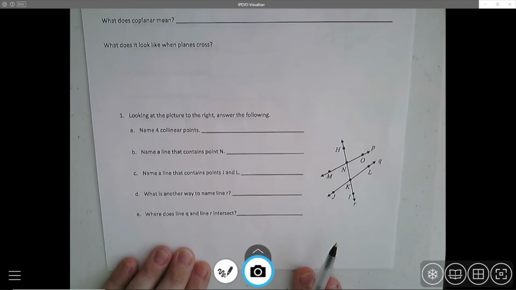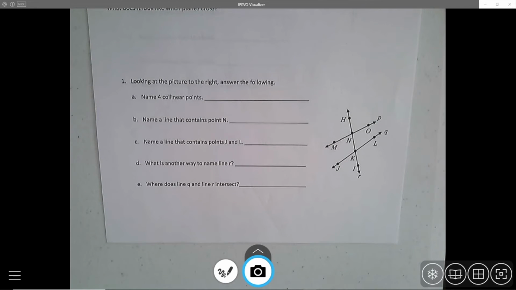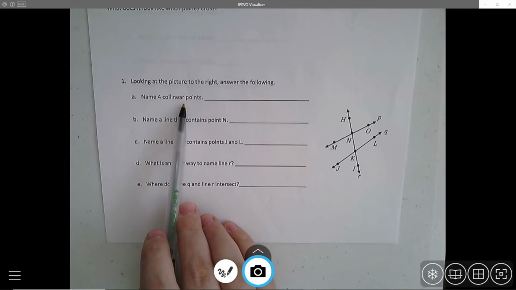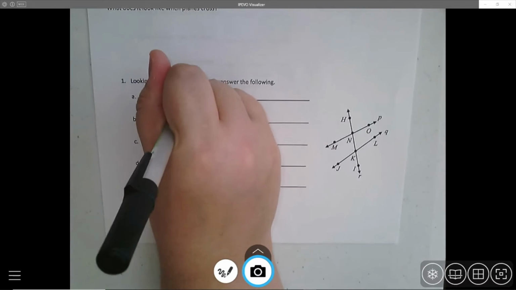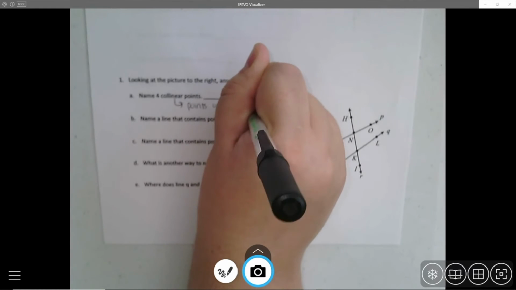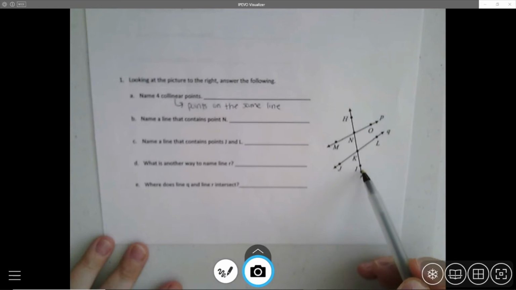Okay, what I want to spend our time on is looking at some examples. So we know what we're looking for, and that's what we're going to spend our time with also next class. So here on A, they want me to name 4 collinear points. So first off, collinear. These are points on the same line. So really, they want me to name 4 points on the same line. Well, there's only one line up here that has 4 points on it, and it's this line that's going up and down, and it has points H, N, K, and I.